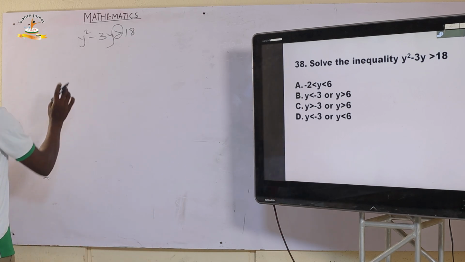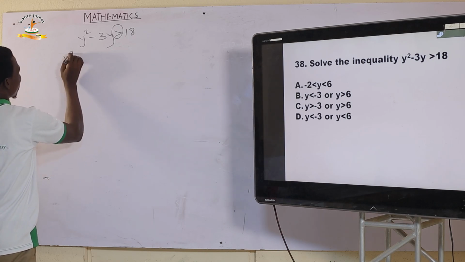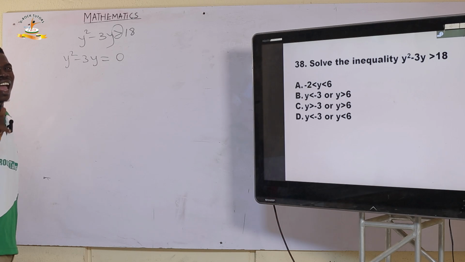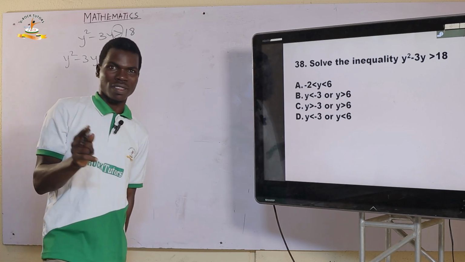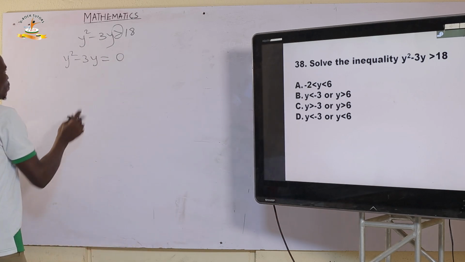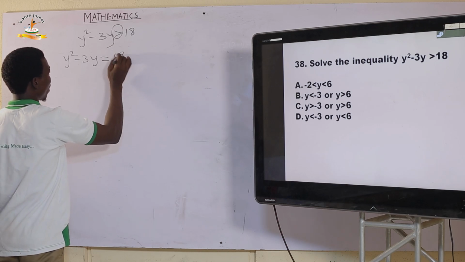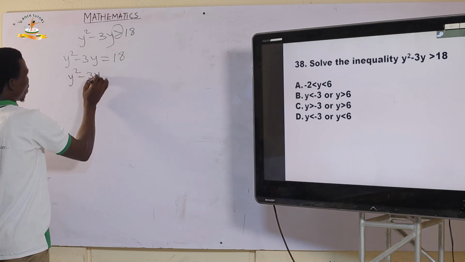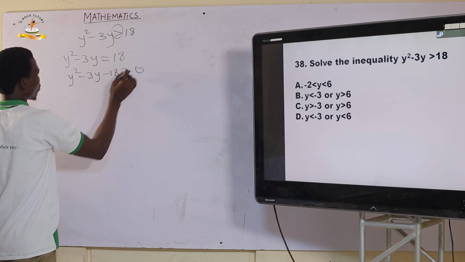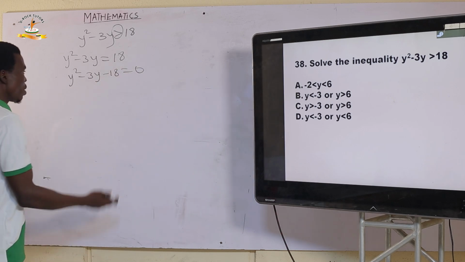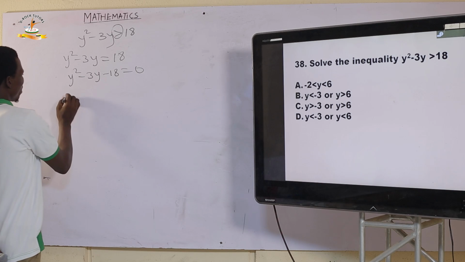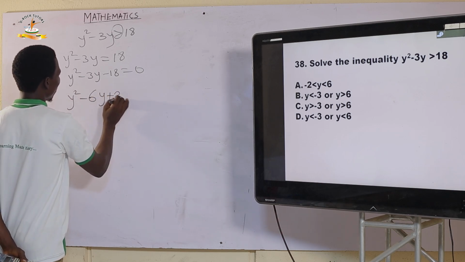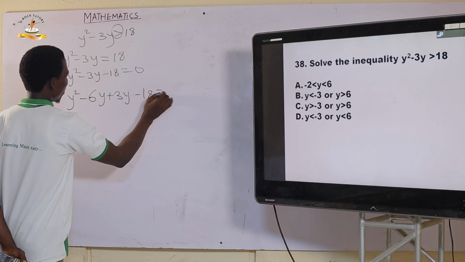So let's say we are assuming that y squared minus 3y equals 18. Don't forget, it is an assumption for simplicity. I bring 18 here, and it becomes y squared minus 3y minus 18 equals 0. What are the factors of 18 that give minus 3 here? It's going to be y squared minus 6y plus 3y minus 18 equals 0.